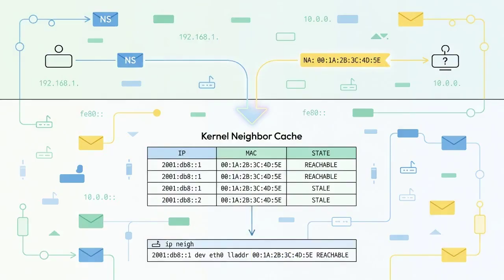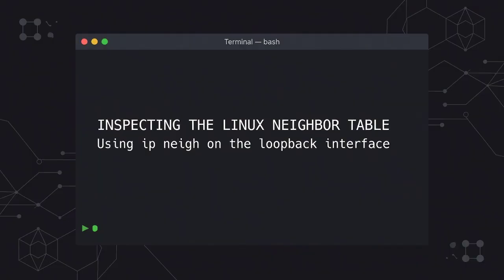Pulling it all together, neighbor solicitation packets fly across the wire, neighbor advertisements come back, and the kernel quietly writes the resulting mappings into the neighbor cache. ip neigh is your window into that cache, the single source of truth for IP to MAC resolution on a modern host.